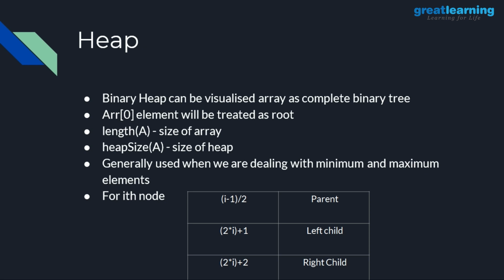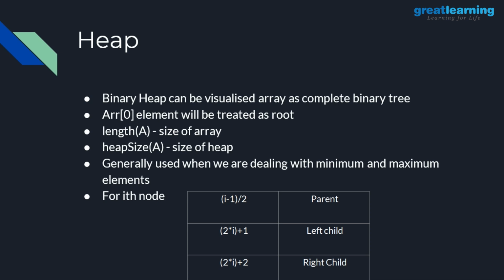Basically, in a min heap, the root node is always less than its children, or the parent node is always less than its children, and this will hold for every node in the heap. Similarly, in a max heap, the root element or parent element will always be higher than its children, and this will also hold for all the nodes in that heap.